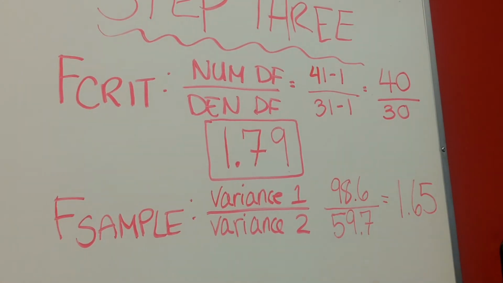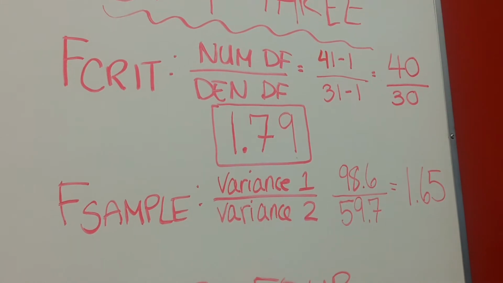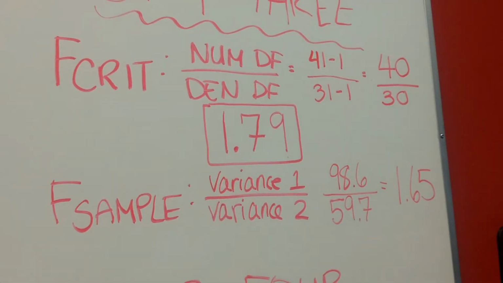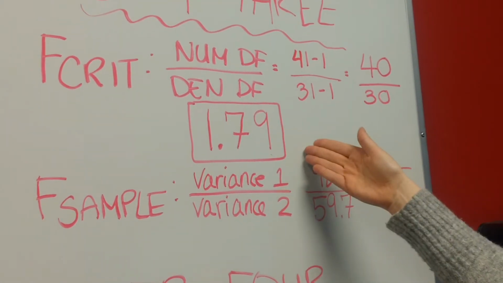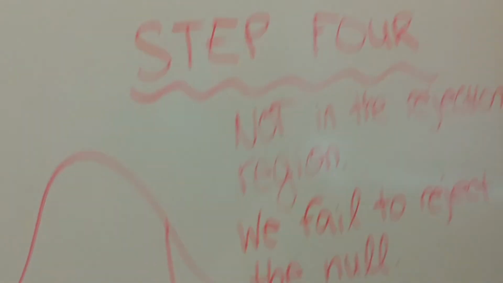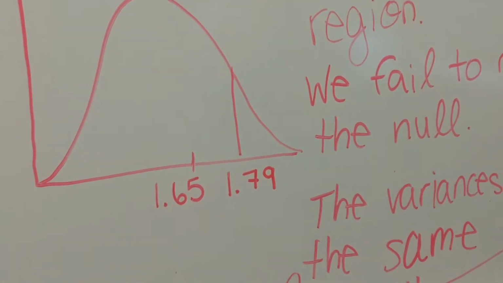So we just take our numbers from step 1 and we subtract 1 to find the degree of freedom. So here we are, and then that will give us 40 over 30. We can then take that and go to the F chart to find our 1.79 for critical value. So that will be on the chart here. We're able to see where the rejection region will fall.